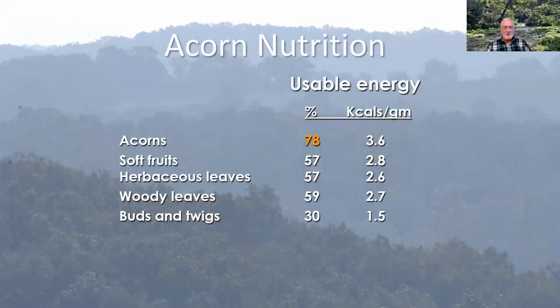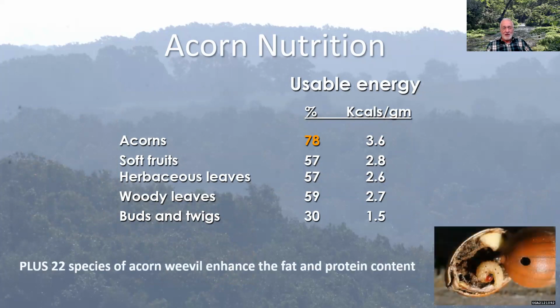Acorns are very nutritious. Usable energy, 78%, compared to other sorts of energy that our wildlife can extract: soft fruits, herbaceous leaves, woody leaves, buds and twigs. But acorns are far and above the richest source of usable energy for wildlife. Plus, we have some 22 species of acorn weevils that enhance the fat and protein content of those acorns. So while some might not produce an acorn or an oak, they do play a vital role in the nutrient balance of our wildlife.